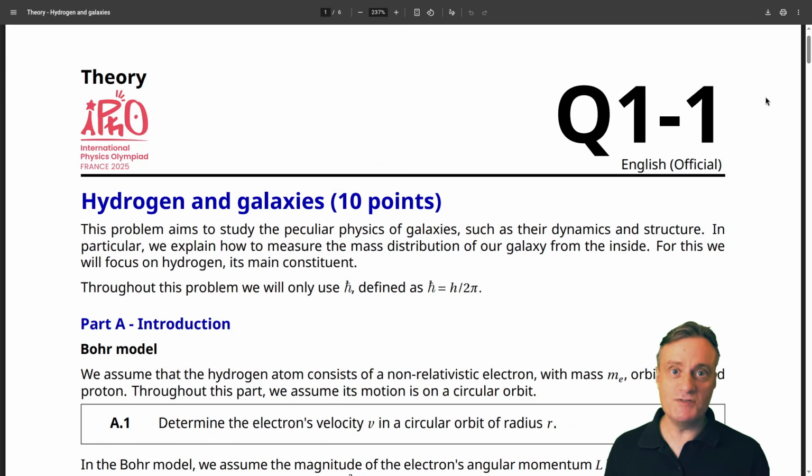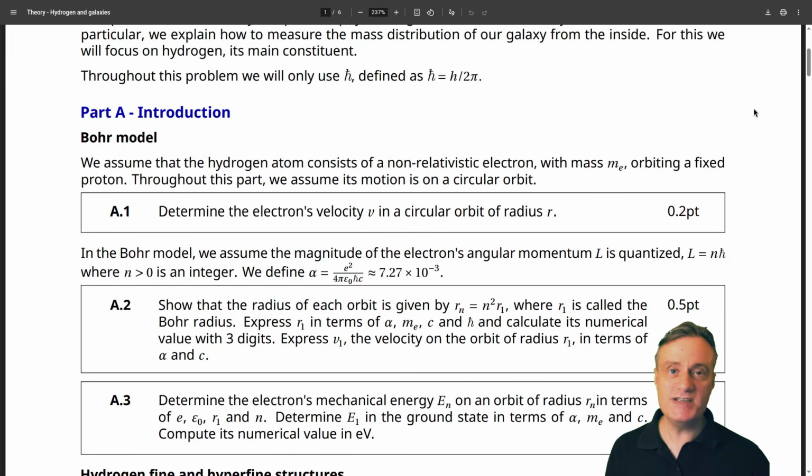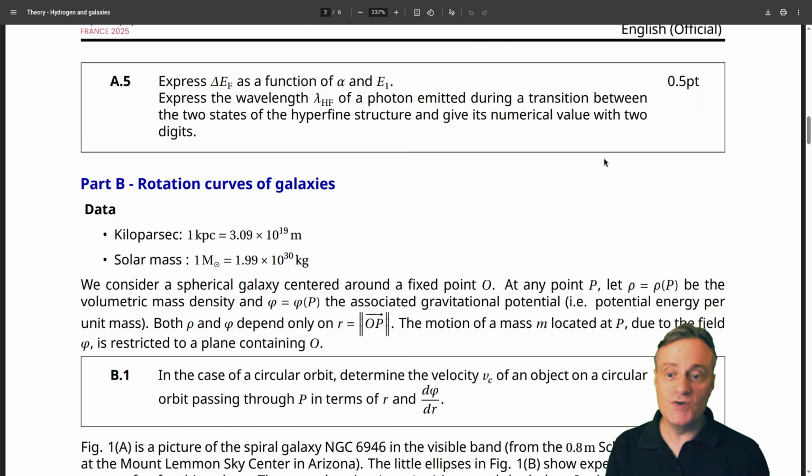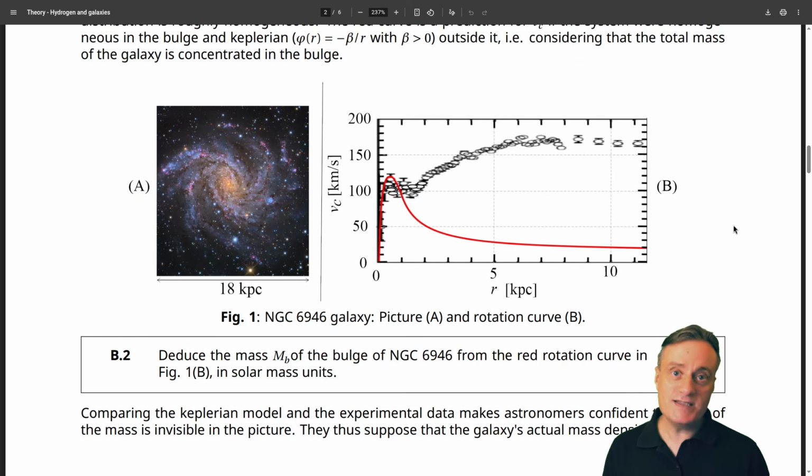So the first of the 3 questions was about hydrogen and galaxies. The very first part is a very simple model of the hydrogen atom, to find out where it gives a special spectral line. Having got a spectral line from a hydrogen atom, we then move on to looking at how galaxies rotate. Now, these are all calculations that can be done using high school physics, but here they've got a very exceptional setting which requires students to think out of the box.